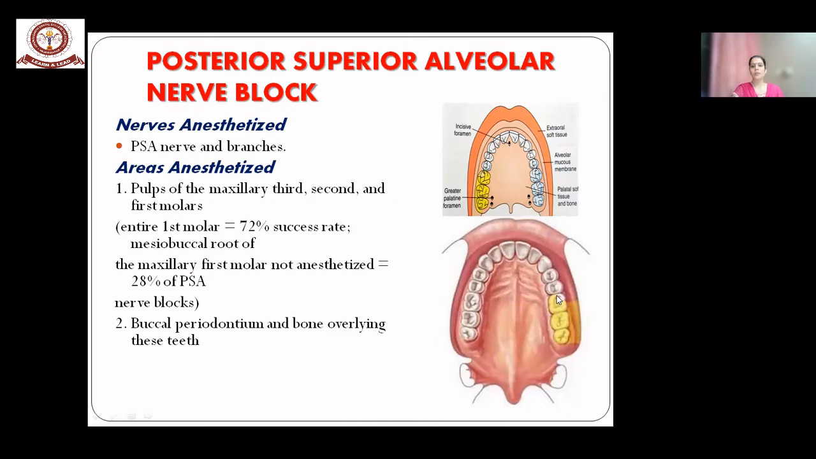With the exception that in 72% of cases, the mesiobuccal root of the first molar is not innervated by the PSA nerve. In such cases, the innervation is usually from the MSA, that is the middle superior alveolar nerve, or from the anterior superior alveolar nerve. So it also anesthetizes the buccal periodontium and bone overlying these teeth.